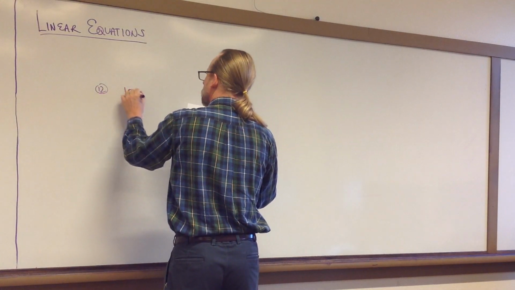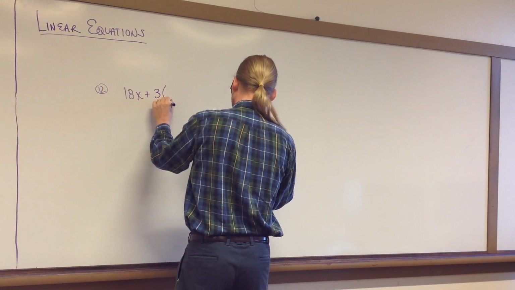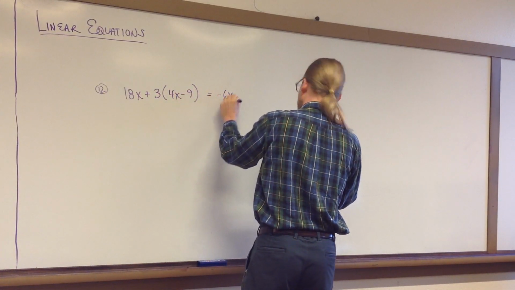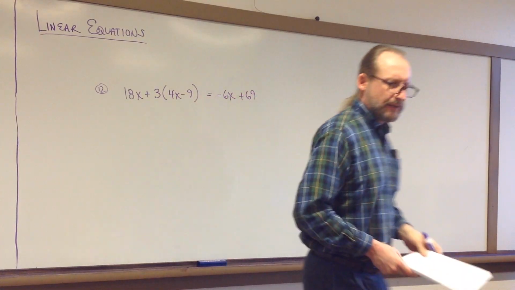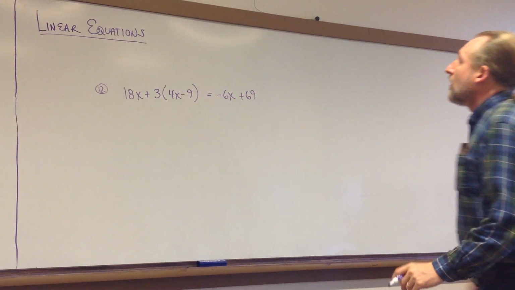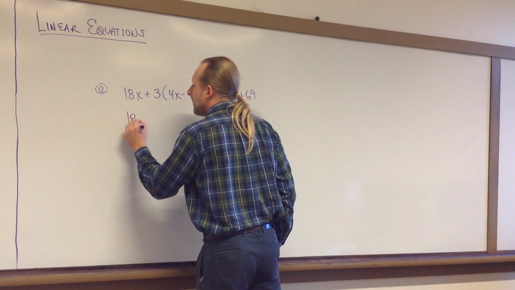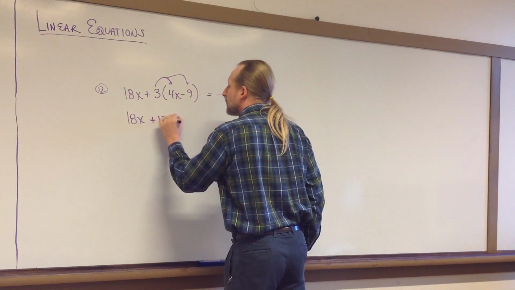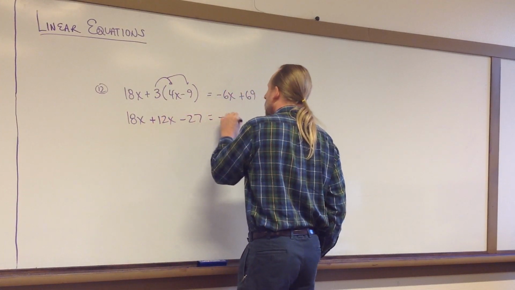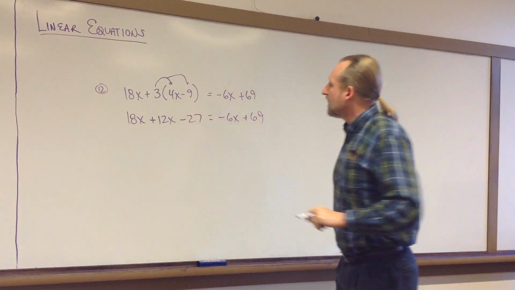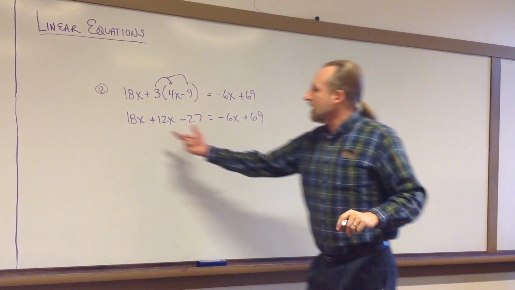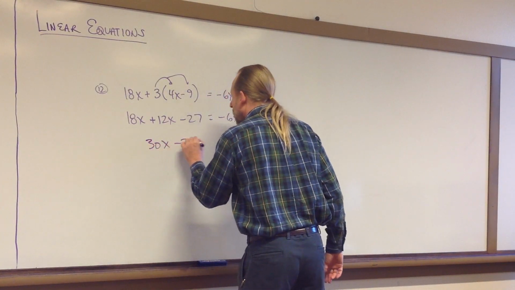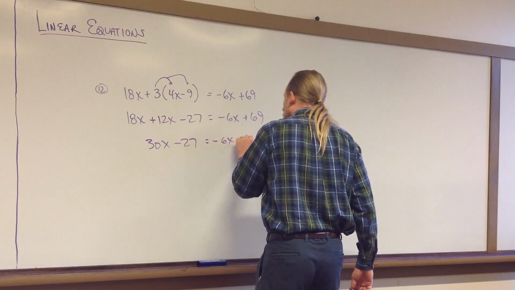Okay, 18x plus 3 times 4x minus 9, and then over here negative 6x plus 69. All right, so this 18x stays the way that it is, and this 3 gets distributed. That'll give us 12x minus 27, and then negative 6x plus 69. These are on the same side, so they just get added together. This will be 30x. Everything else stays the same.